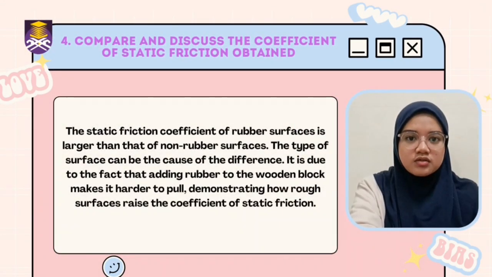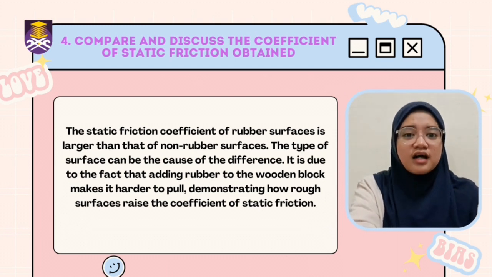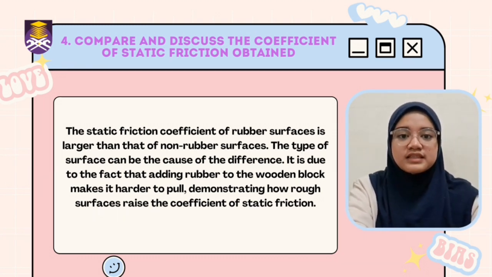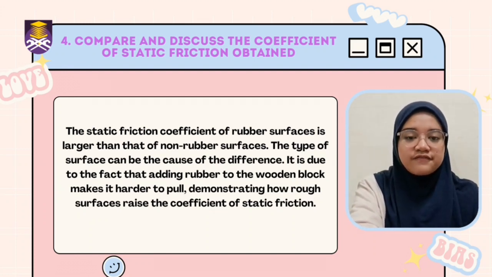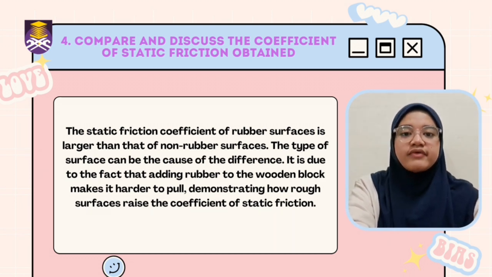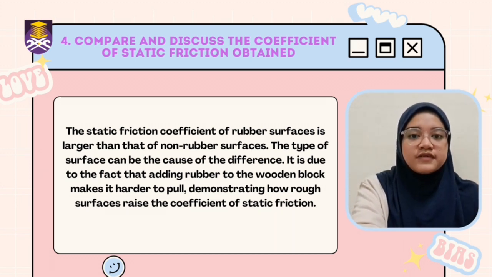The static friction coefficient of rubber surfaces is larger than that of non-rubber surfaces. The type of surface can be the cause of the difference. It is due to the fact that adding rubber to the wooden block makes it harder to pull, demonstrating how rough surfaces raise the coefficient of static friction.